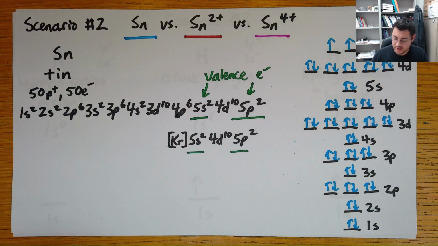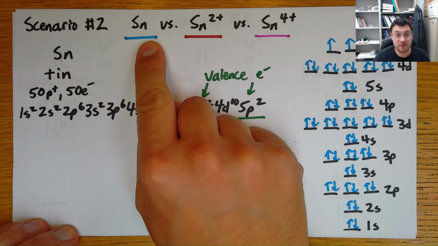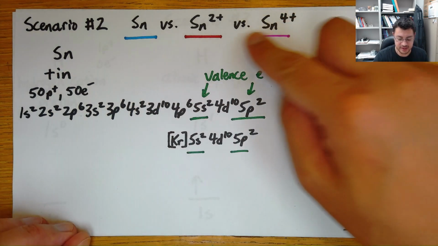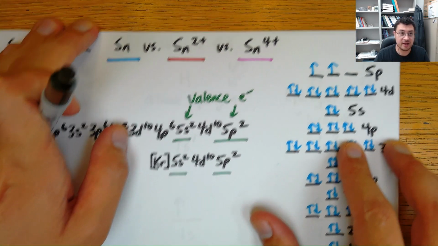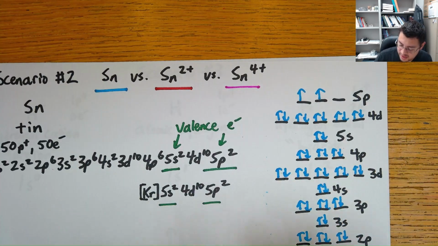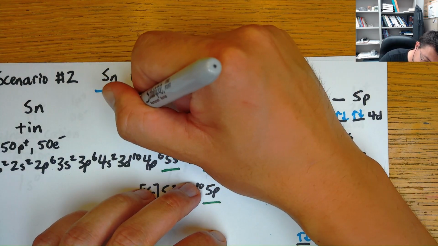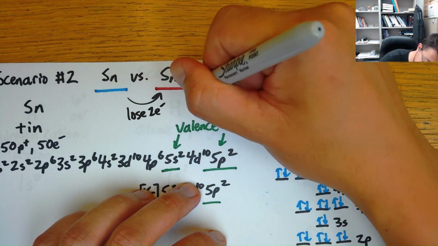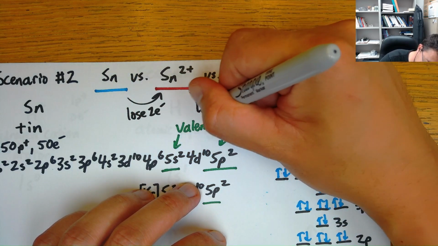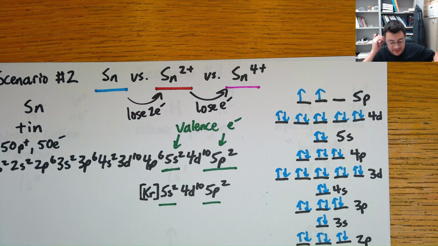So now we're going to be comparing tin in its elemental neutral state versus a 2+ cation state versus a 4+ cation. Comparing these situations, we lose 2 electrons here, and then we're going to lose another 2 electrons here. And it has to deal with the valence electrons again.